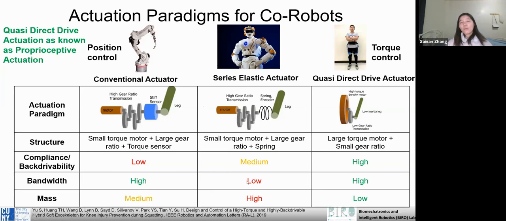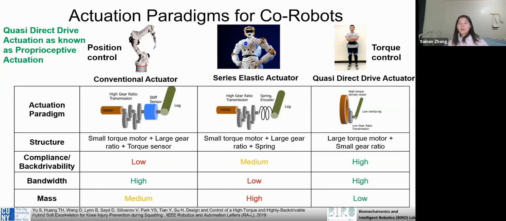And here, why did the scientists develop the series elastic actuator? Because they use a spring to save energy, and it can improve the backdrivability, but the SEA trades off bandwidth to improve the backdrivability.